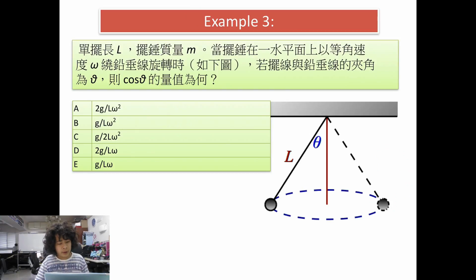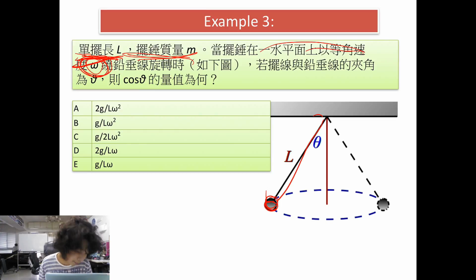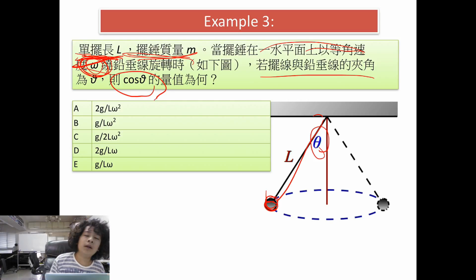And example 3, I think it's the last one. Yes, it's the last one. Now there is a string whose length is L, and it's doing circular motion. The mass is m, the angular velocity is omega, and this angle is theta. What is cosine theta?